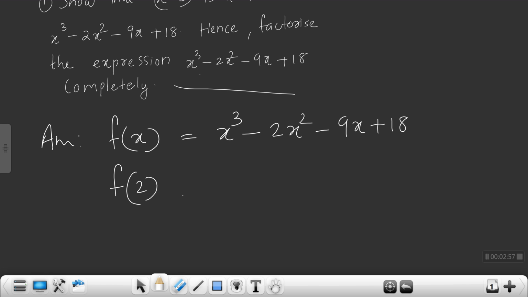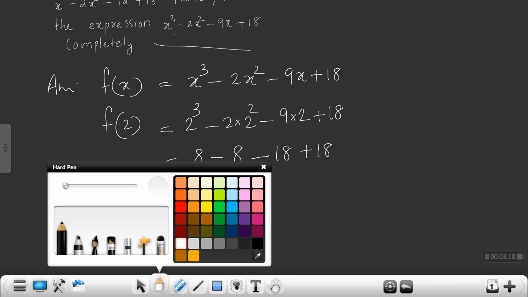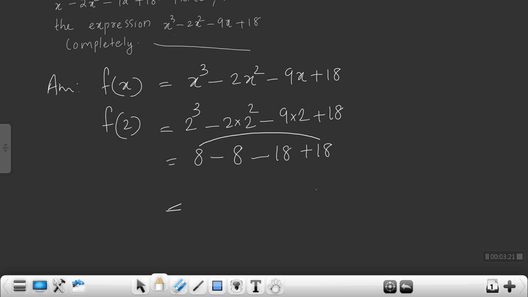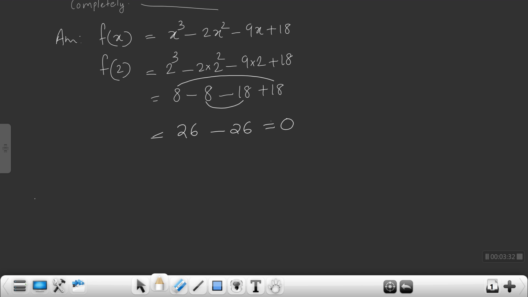So, we find f of 2. F of 2 equals 2 cube minus 2 into 2 square minus 9 into 2 plus 18, which is equal to 8 minus 2 into 4, that is 8, minus 18 plus 18. That is positive 8 plus 18, 26, and negative 18 is negative 26, so 26 minus 26 is equal to 0. That is, f of 2 equals 0, therefore x minus 2 is a factor.